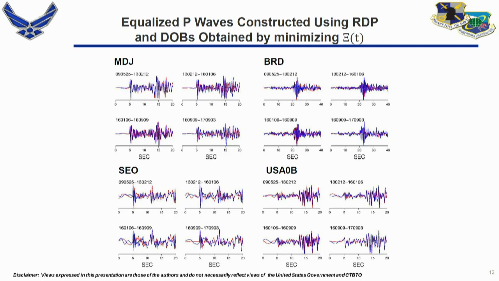Here is the P wave part of it. I just pull out the P wave from the equalized seismogram of these events at different stations, MDJ, BRD, SEO, and USA0B. All this in the P wave part also came out by default when I was doing the surface wave.